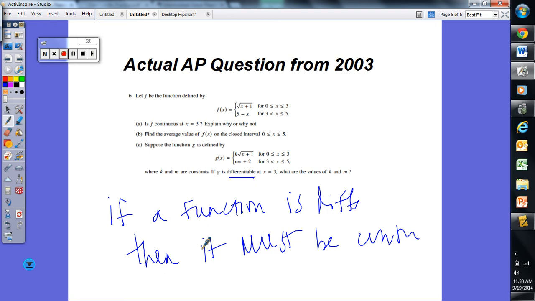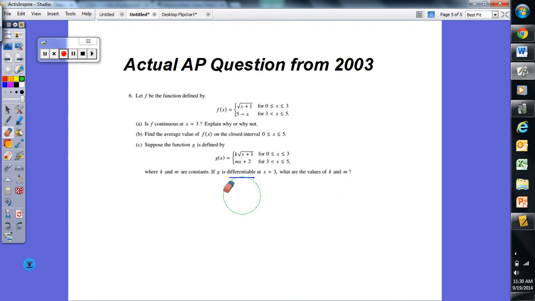If a function is continuous, it doesn't necessarily have to be differentiable, and we'll talk about that once we talk about derivatives. But the whole reason, the AP test will never give you more information than you need. So you need this term, this phrase, to tell you that it's continuous at x equals 3. So we know that f of 3 must equal the limit as x approaches 3 in order for it to be continuous. What is f of 3?